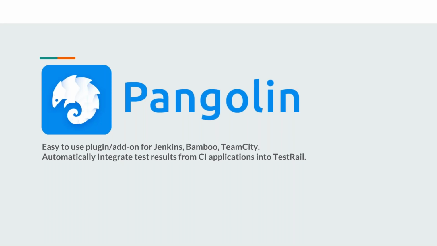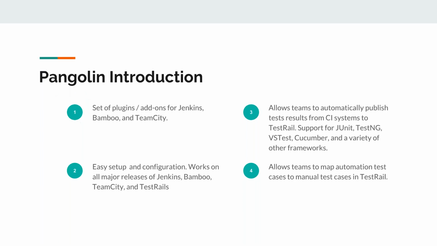And so to address the issues I mentioned, we developed the product. We call it Pangolin. Pangolin contains a set of plugins for the most popular CI systems like Jenkins, Bamboo, TeamCity, IBM Urban Code. And these CI plugins allow teams to automatically publish their test results from CI systems to TestRail. The plugins are very easy to set up and configure, and they work on all recent releases of mentioned CI applications and also TestRail. We support all major testing results formats like JUnit, testNG, NUnit, Visual Studio Tests, Cucumber, and many more.